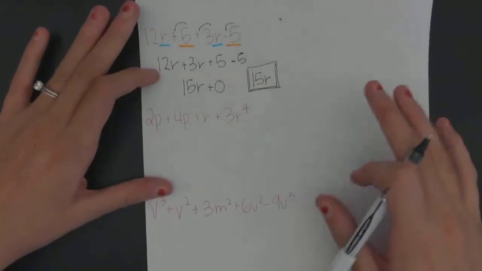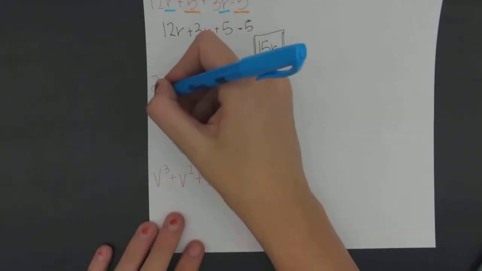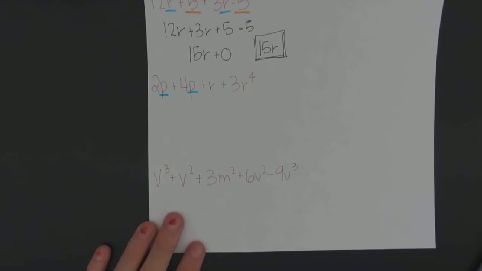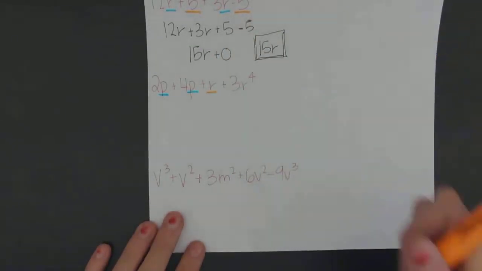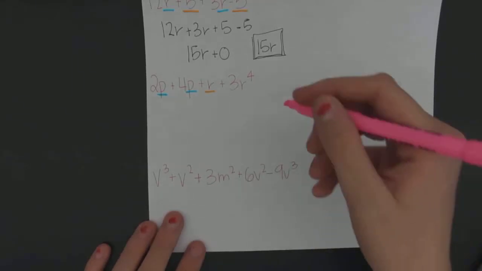Okay, we're going to look at another one down here. So in the next one I have 2p, I'm going to label p as blue, plus 4p, also blue, plus r, that's something different, that's going to be orange, and then plus 3r to the 4th power.